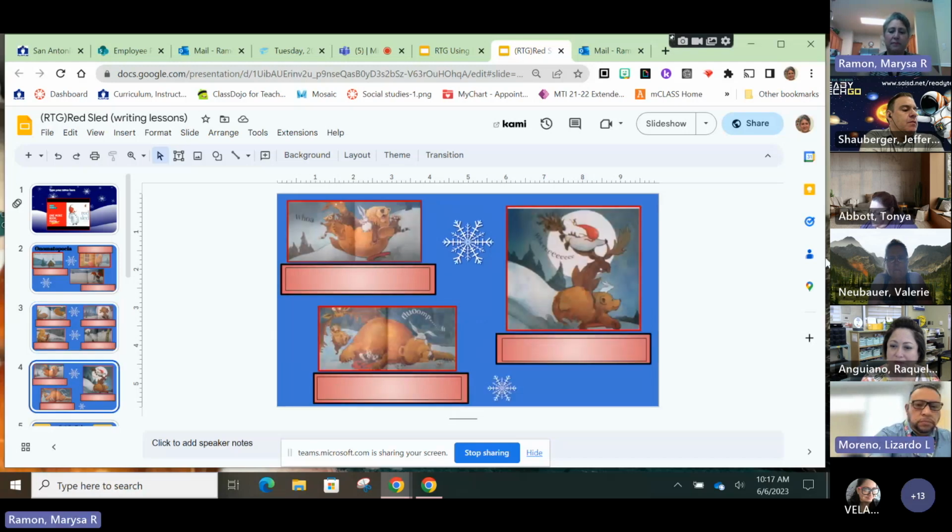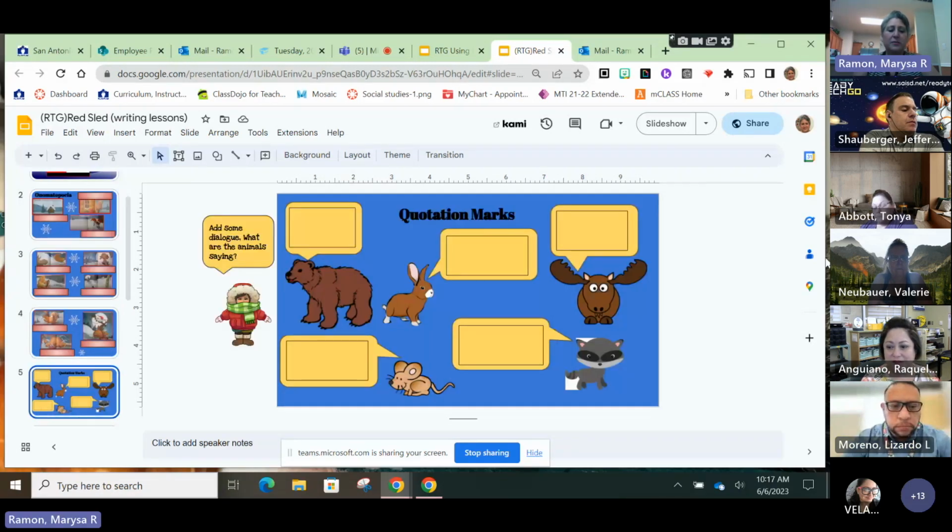A couple of slides of that. Then we added some dialogue. What are the animals saying? So here, this was after we've already learned quotation marks and commas, where the tag would be at the beginning or the middle or the end of the dialogue.